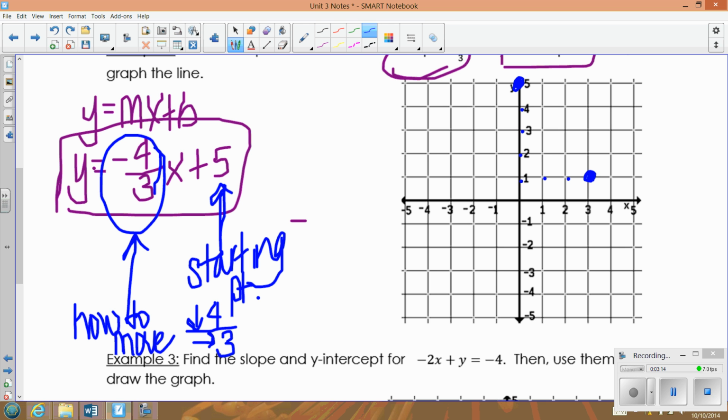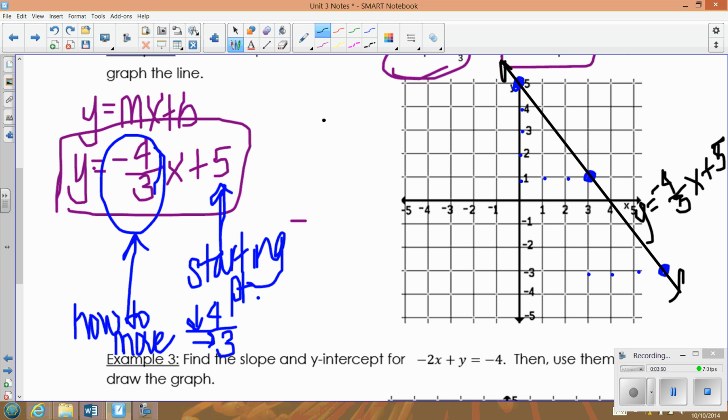And then I'm going to repeat the process. Down 1, 2, 3, 4. Right 1, 2, 3. And then what you're going to do is you're going to connect those points. And then we're going to put our arrows on. We're going to put our equation on so that we're fully complete. And this was y equals -4/3 x plus 5.